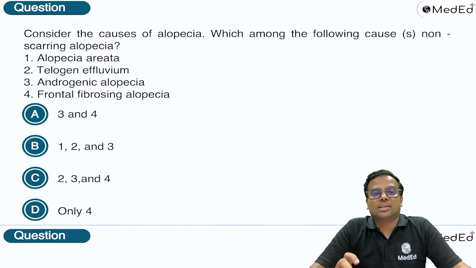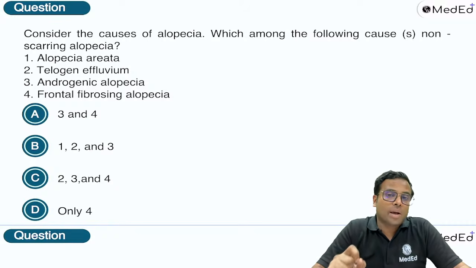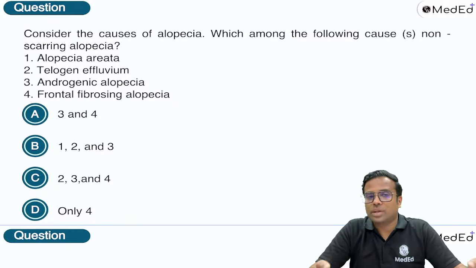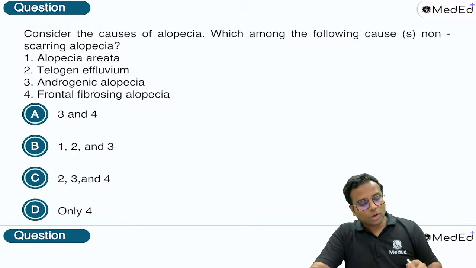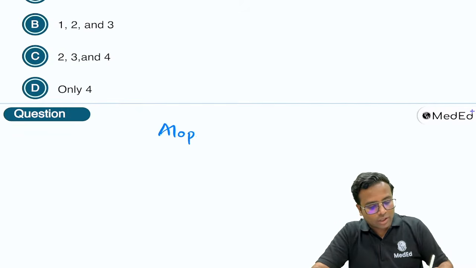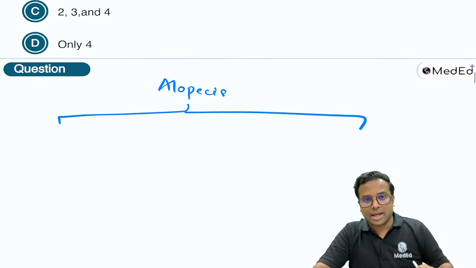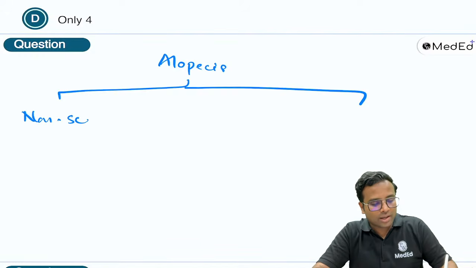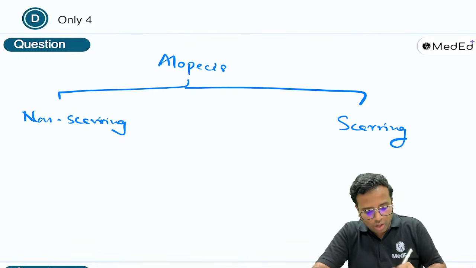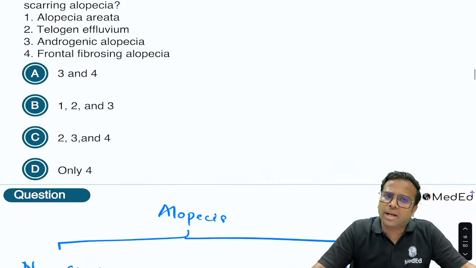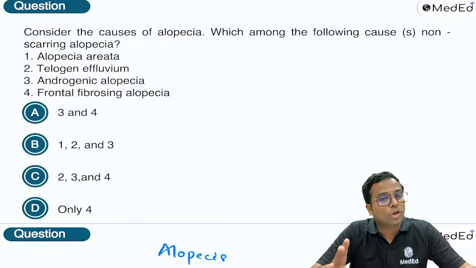Next is consider the causes of alopecia. Which among the following cause non-scarring alopecia? Because we know that this condition called alopecia, or hair loss, has two types. It can be either non-scarring, which is more common, or scarring. Now let's see the options given: alopecia areata, telogen effluvium, androgenic alopecia, frontal fibrosing alopecia.